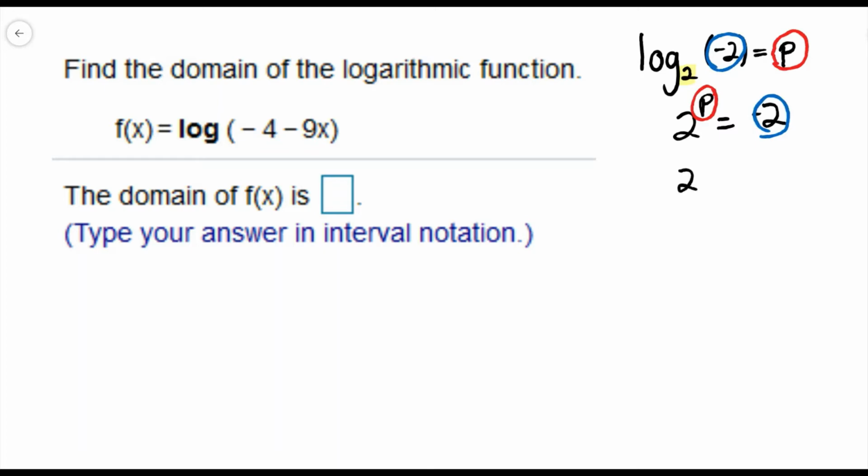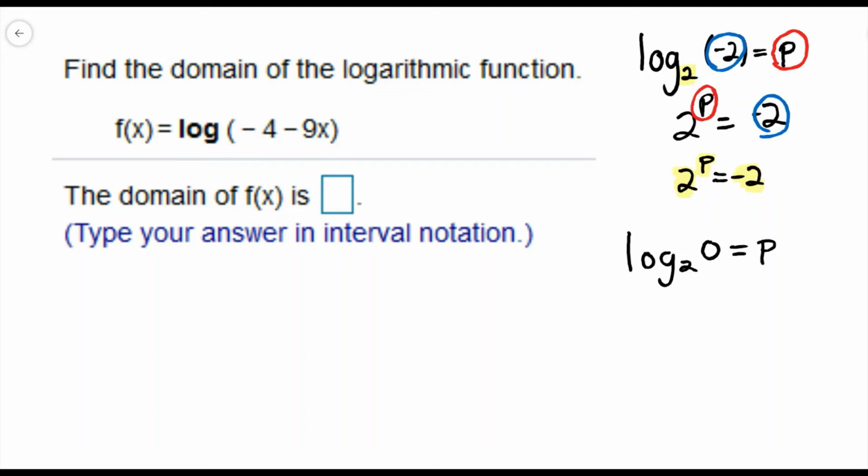Now when I think about 2 to the p equals -2, you realize that this is something that can never happen. You can't take a positive number and raise it to a power and get a negative answer. It just doesn't work. So we cannot take the log of negative numbers. We also can't take the log of 0. We have log base 2 of 0. I'm not sure what that equals.